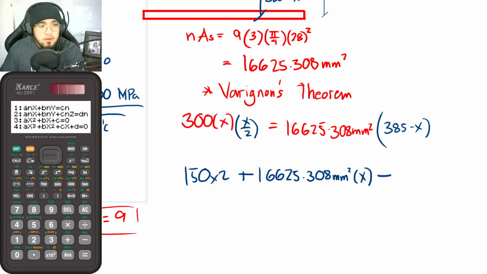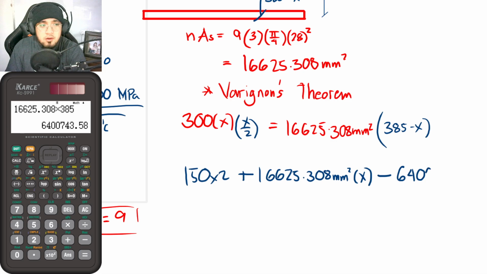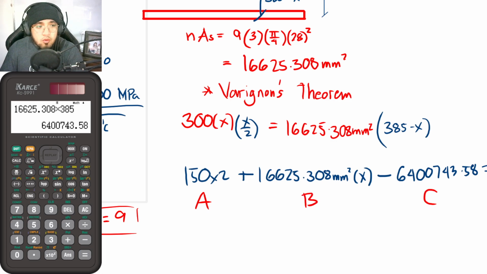So the value of it would now be equal to, so for a moment, 16625.308 times 385. So this is now equal to 6400743.58. So this is now equal to 0. From that, I can now say that this is my value A, B, and C. If I would now make use of mode 5, 3.